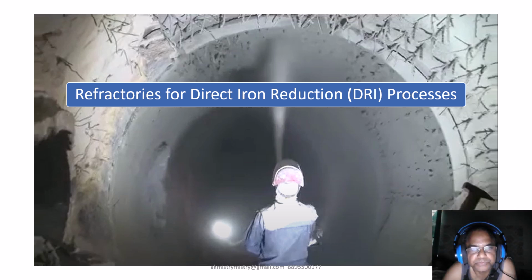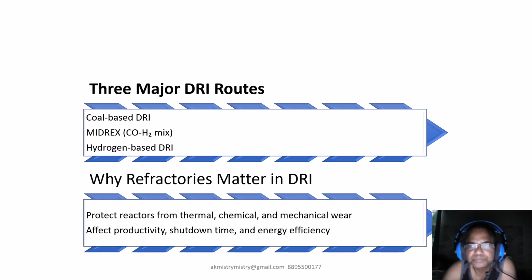Today we are going to discuss refractories, especially those that are used in direct iron reduction processes. As we all know, there are mainly three major DRI routes: coal-based, MIDREX, and hydrogen-based DRI.